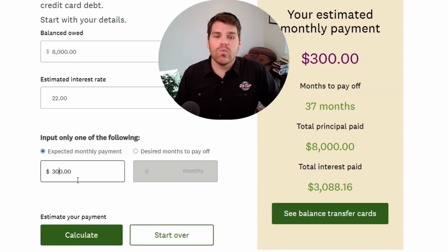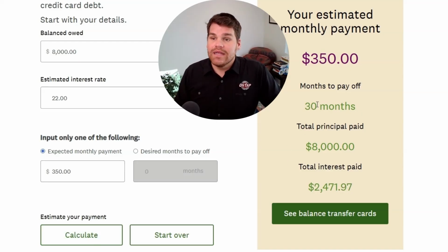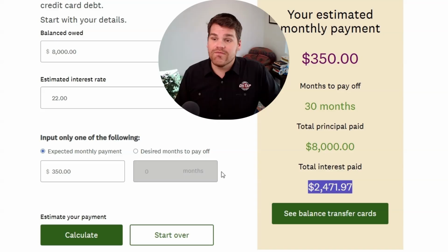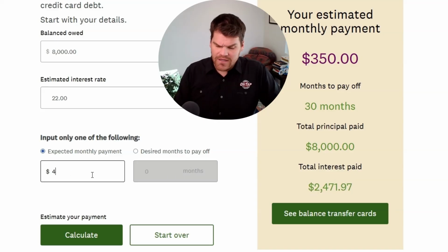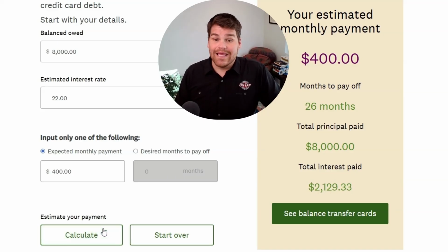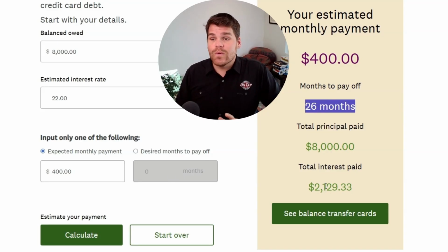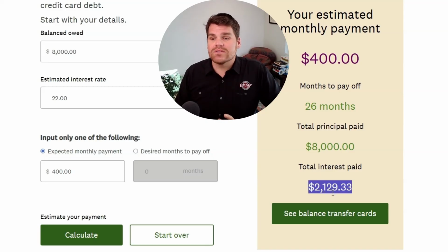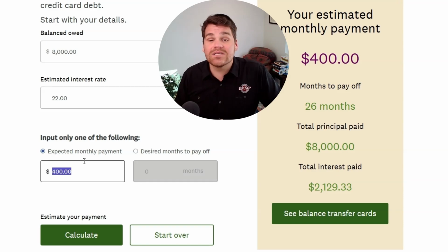Well, what if they were to increase this even further? Let's say that they added an extra 50 in there. Now they're down to 30 months and only 2,400 of interest. Let's bring it up to 400. Can they get there? I don't know, but let's see. It's 26 months and only $2,129 in interest.